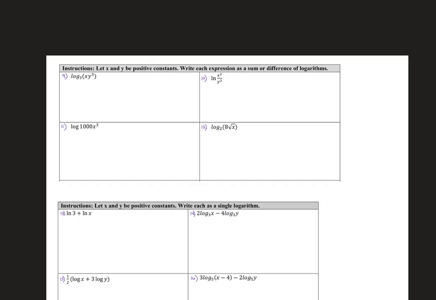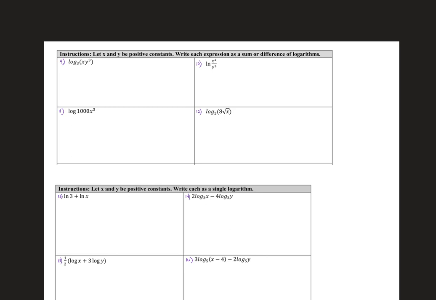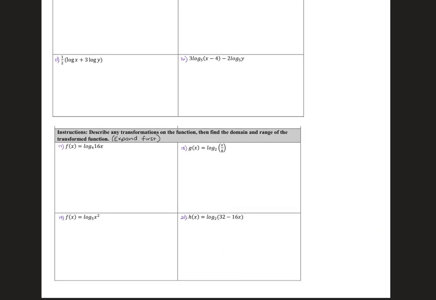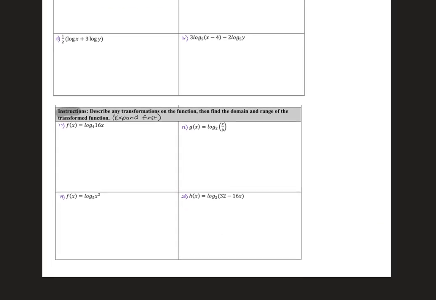So we're expanding and condensing here. Here we're expanding. Here you're condensing. That was also from your quiz. Here we're expanding and then finding the information out about the graph.